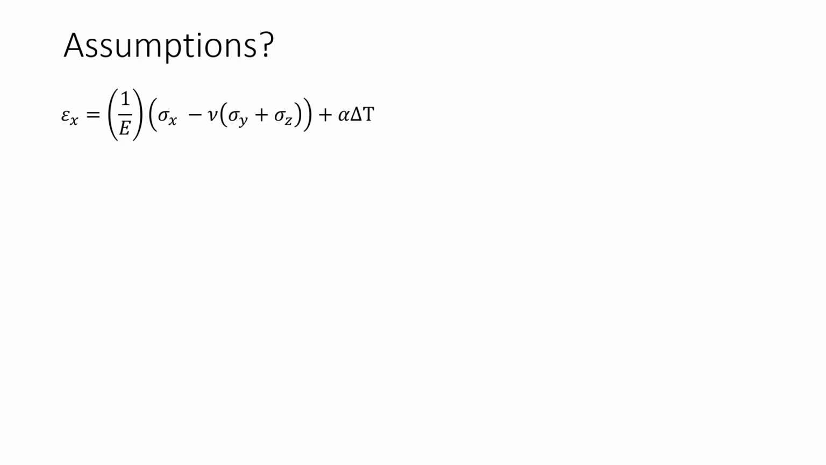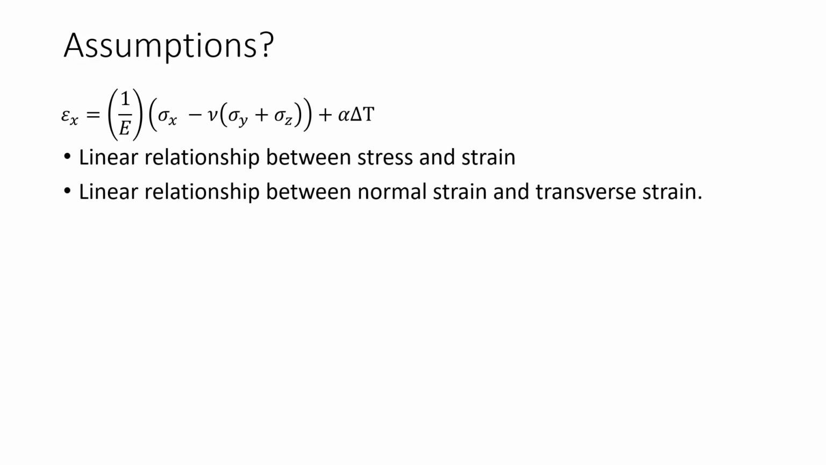So now we've finished the question, but anytime we're doing analytical calculations, we need to keep in mind what are the assumptions and limitations of the equations. For the generalized Hooke's law, the assumptions are that there's a linear relationship between the stress and strain, and a linear relationship between normal strain and transverse strain. Most materials are linear in the range of small strains, but become nonlinear at large strains.